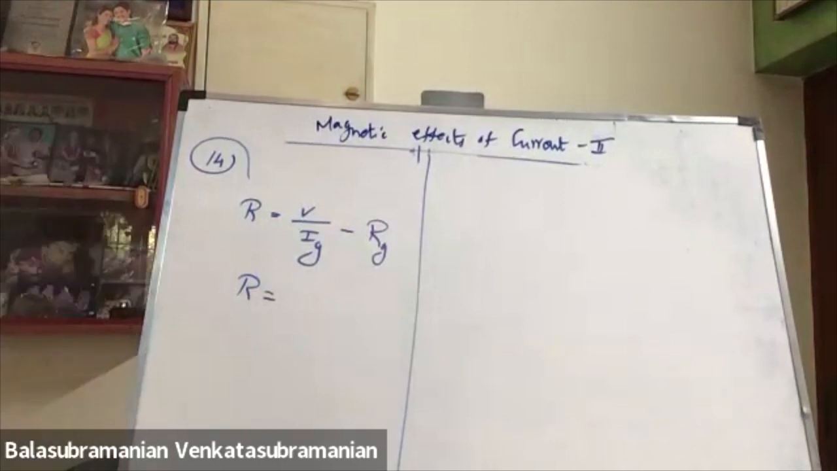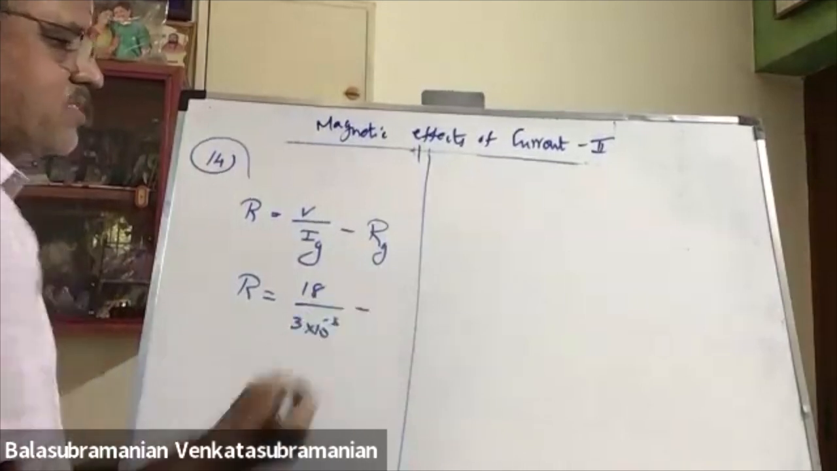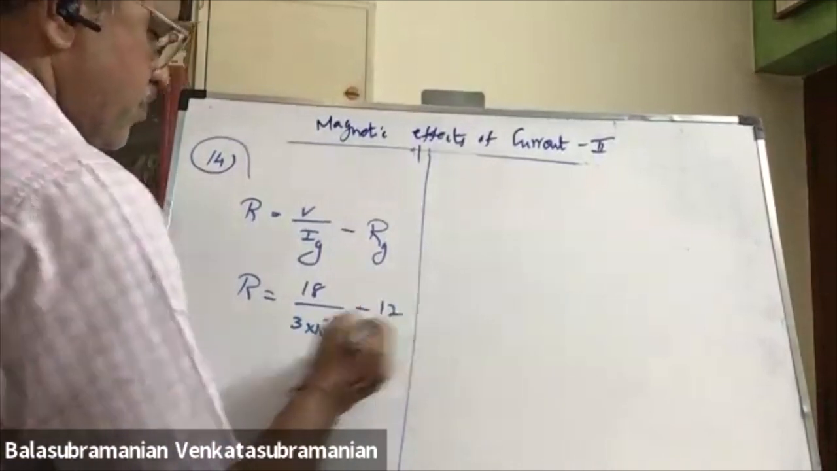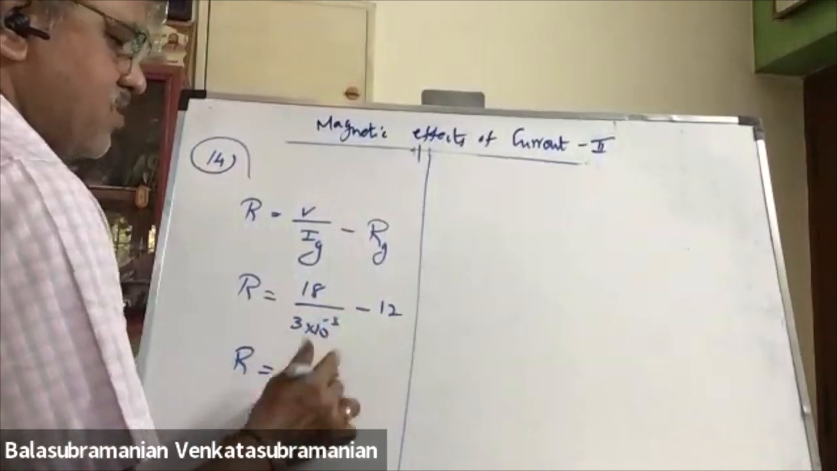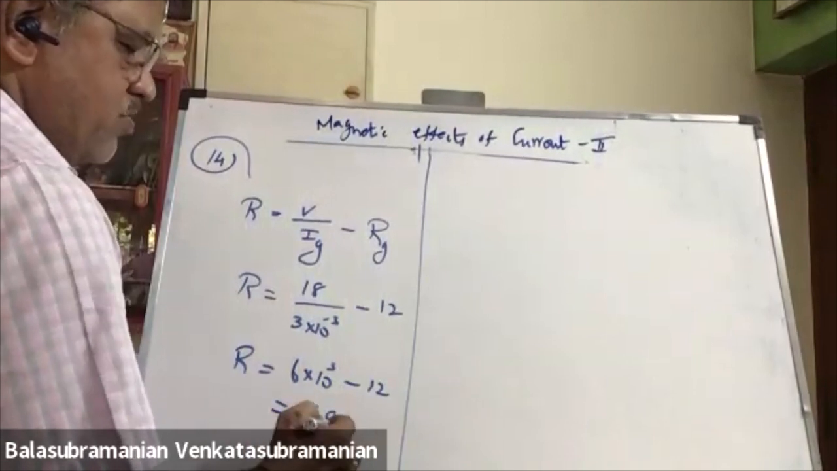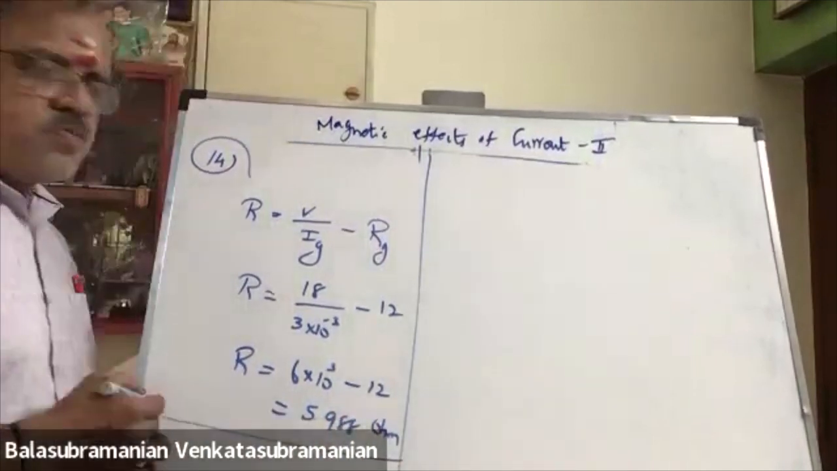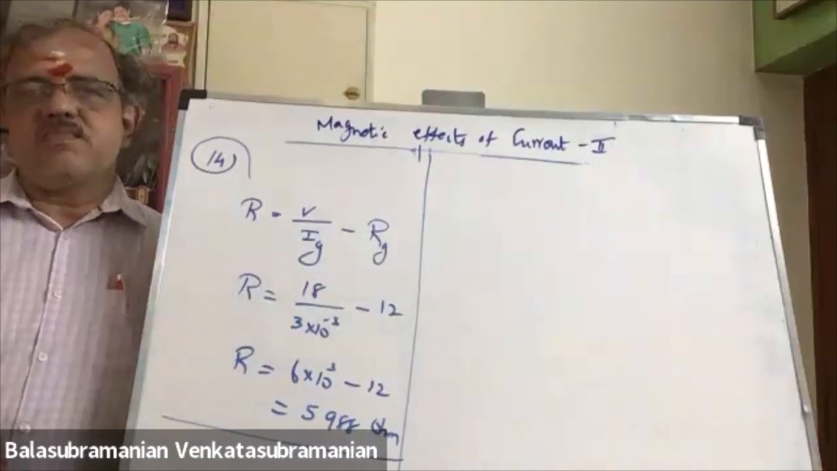Value of V is 18 volts, 0 to 18 volts. Current is 3 milliampere, so 18 by 3 into 10 power minus 3. Galvanometer resistance is given as 12 ohms. So R will be 6 into 10 power 3 minus 12, that is 6000 minus 12, 5988 ohms. So this much ohm resistance should be connected in series with the galvanometer. That you have to write.